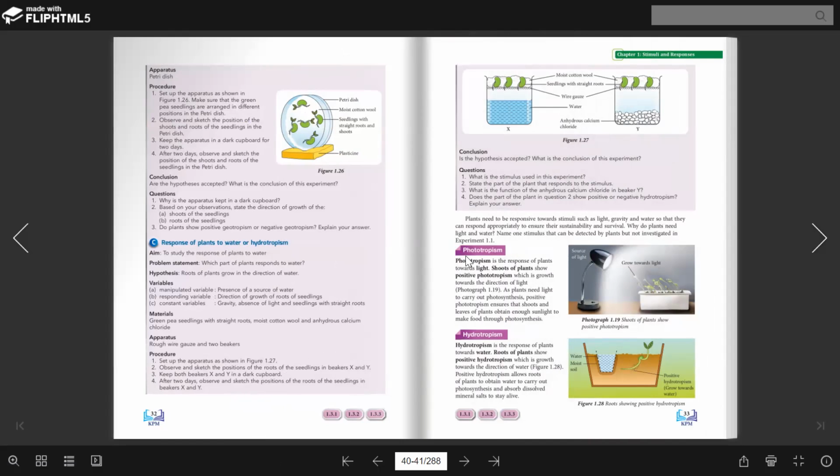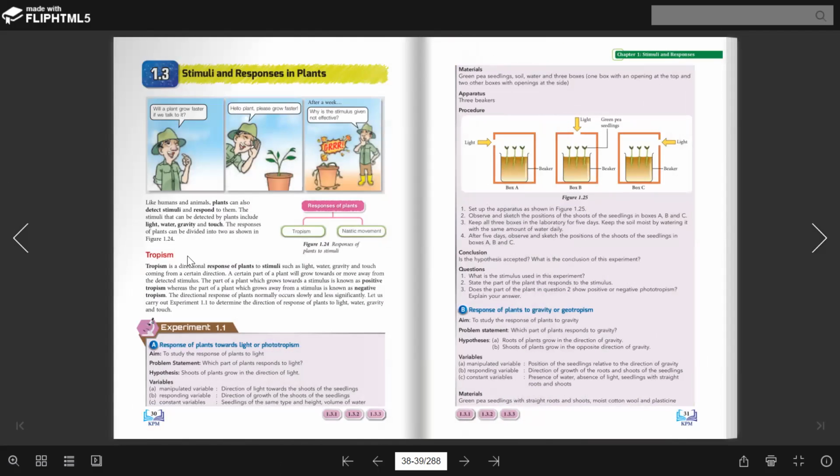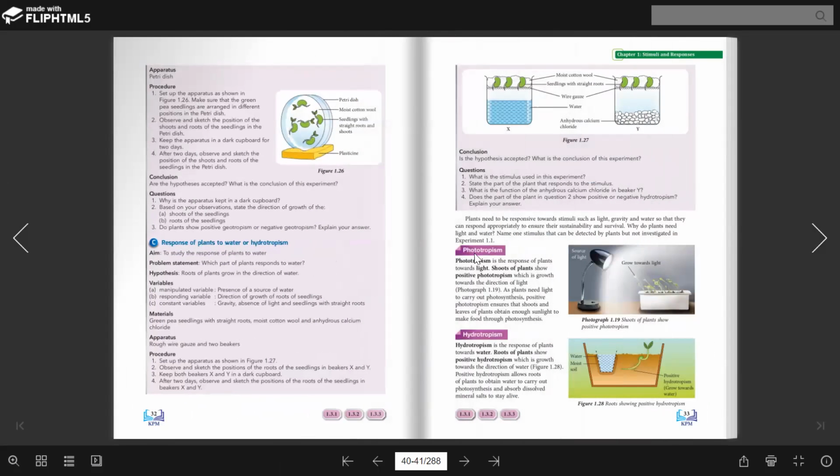Tropism has different types. The first one is phototropism. Phototropism is a response of the plant towards light. So here you can see the plant will do phototropism. Why? Because it responds towards light, so the stimulus here is the light. The shoot of the plant shows positive phototropism, which grows towards the direction of the light.